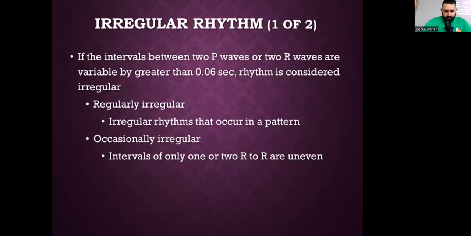So deciding, is it regularly irregular or occasionally irregular? These are what we got to find out. Is there a pattern to the madness, or is it just chaos? Chaos would be what? Chaotic baseline. It's fibbing because it's not regular. It's not consistent. So it's fibbing. There it is.